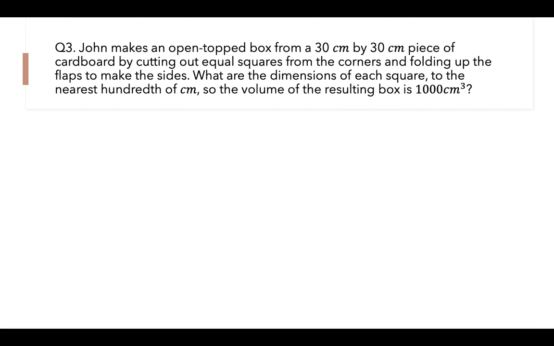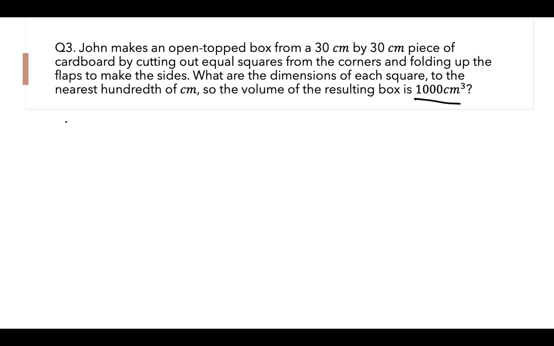Now, John makes an open-topped box from a 30 centimeter by 30 centimeter piece of cardboard by cutting out equal squares from the corners. And he's going to fold up the flaps to make the sides. Now, what are the dimensions of each square to the nearest hundredth of a centimeter? The volume of the resulting box is 1,000 cubic centimeters.